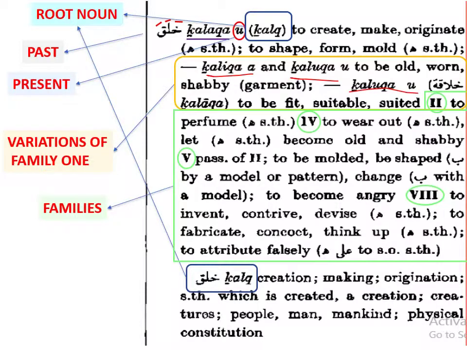On family 2, khallaqa yukhalliqu, the meaning there is to perfume something. On family 4, it would be to wear out something, to become old and shabby. Family 5, it says it's the passive of family 2: to be molded, to be shaped, to change with a model, to become angry. And on family 8, to invent, to contrive, to devise something. So the Roman numerals indicate the possible families that the root letter combination exists on.